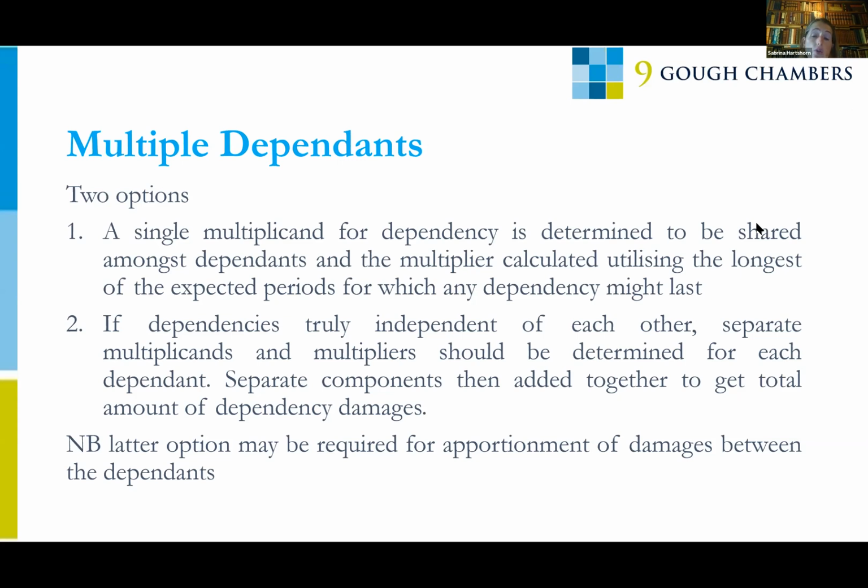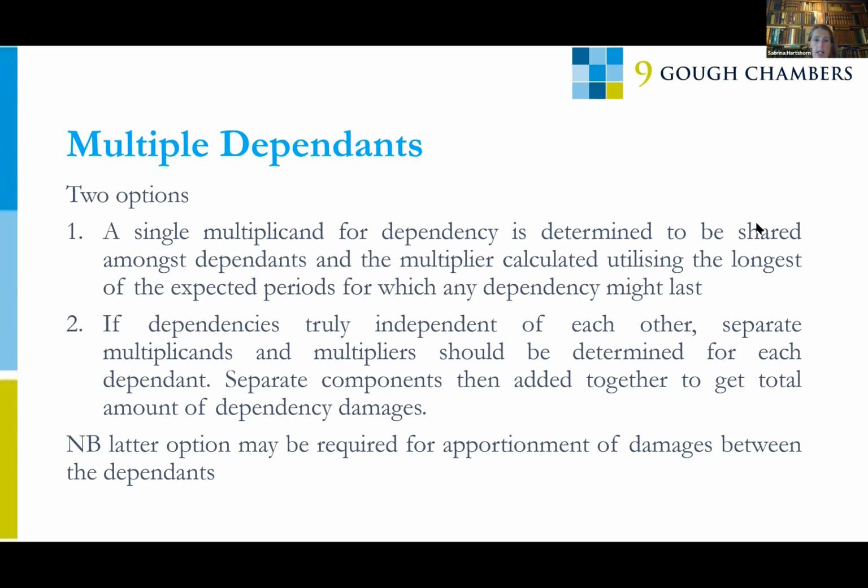Now, if the dependencies are truly independent of each other, they give you a second option, which is to separate the multiplicands and multipliers determined for each dependent. And then you can add the separate components to get to your post-trial dependency. This latter approach is certainly helpful when you're assessing apportionment between dependents for the purposes of any court approval or court assessment of any award that needs court approval. I appreciate it may be a laborious exercise, but ultimately it may be worth it if you go down the number 2 route on multiple dependents.